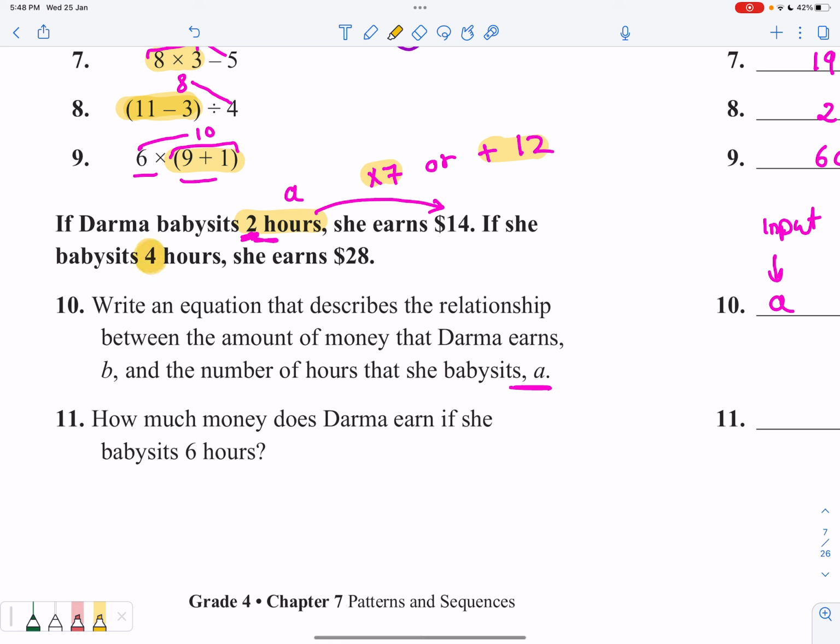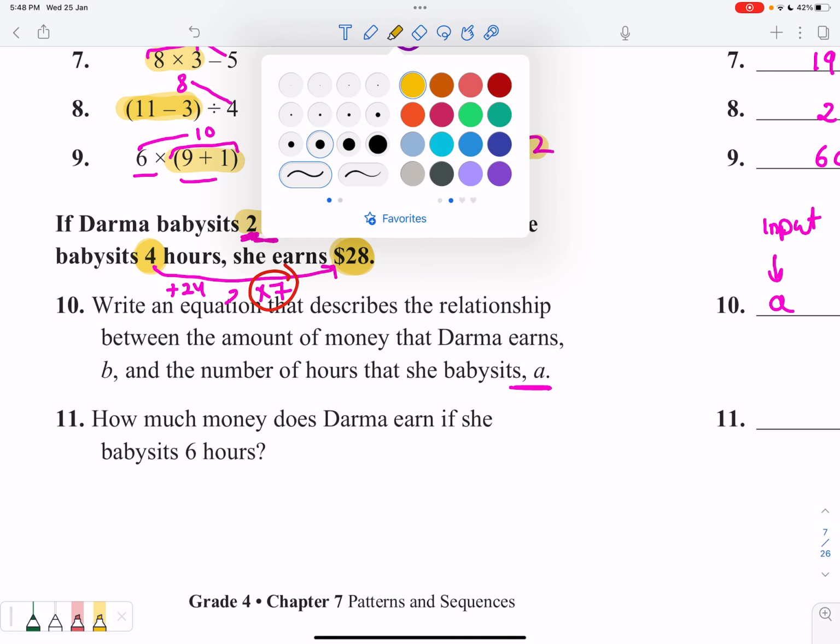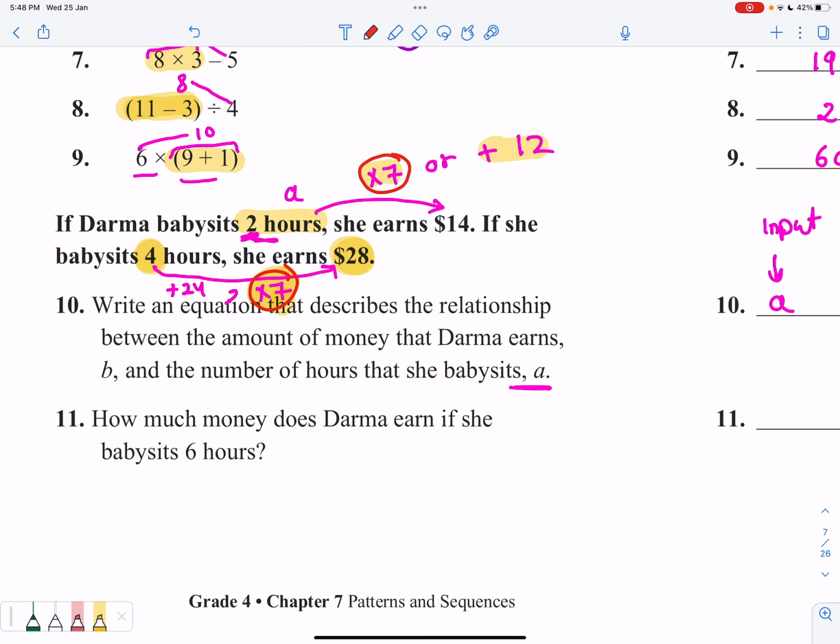When she babysat for 4 hours, she earned 28. Now how could we change the 4 to a 28? We could add 24, or we could multiply this 4 by 7. So what is the common operation that we have in both of them? Of course, the operation must be the same. So here we multiply by 7 and here we multiply by 7 also. So adding does not work here because here we need to add 12 and here we need to add 24. So no, this is not working. We're going to do the multiplying.